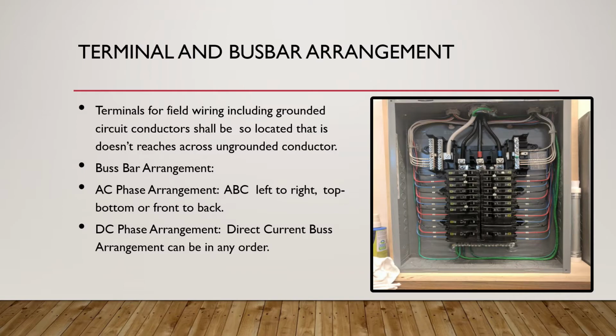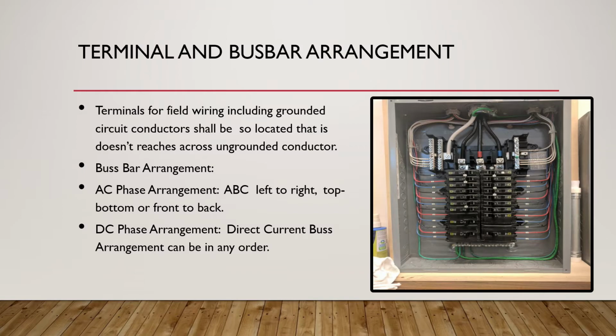So the terminal for the field wiring, including the grounded conductor, shall be so located that it does not reach across any ungrounded conductor. Right? So the next thing we're going to look at is the bus bar arrangement.